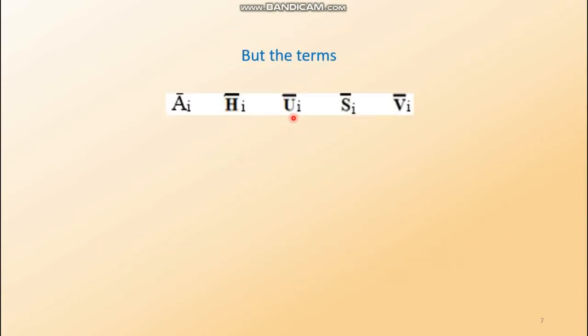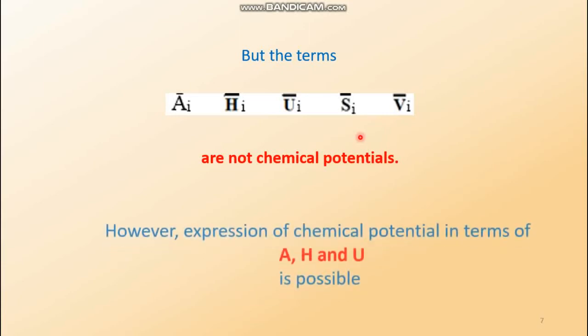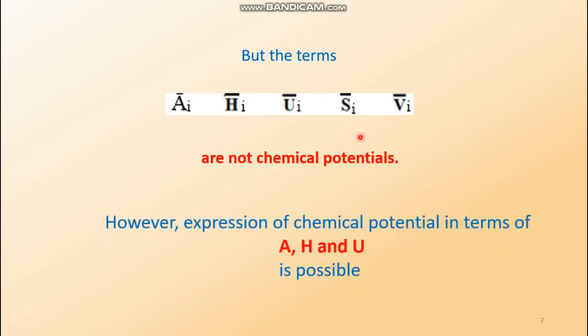Okay, but the terms Ai, Hi, Ui, Si, Vi with bar are not chemical potentials, as I have said. They are only the partial molar properties. However, the expression of chemical potential in terms of Helmholtz free energy, enthalpy and internal energy is possible.